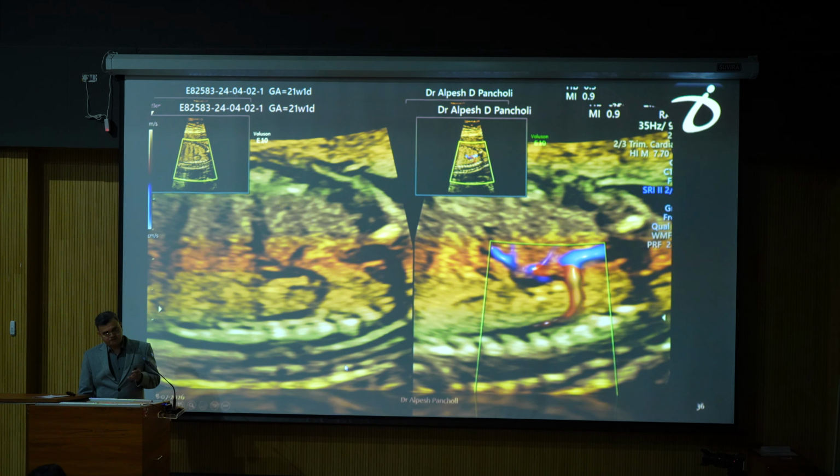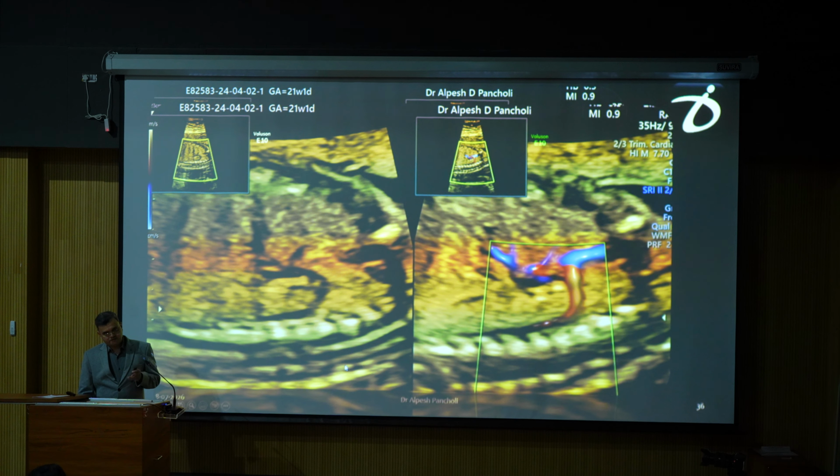Coming to one plane above, that is the brachiocephalic vein at the level just above the 3-vessel trachea view. So here we can see it is posterior to the thymus, and you can see the brachiocephalic branches of the aorta. So that is the same depicted in my case. This is your left brachiocephalic vein, these are the branches of the aorta.